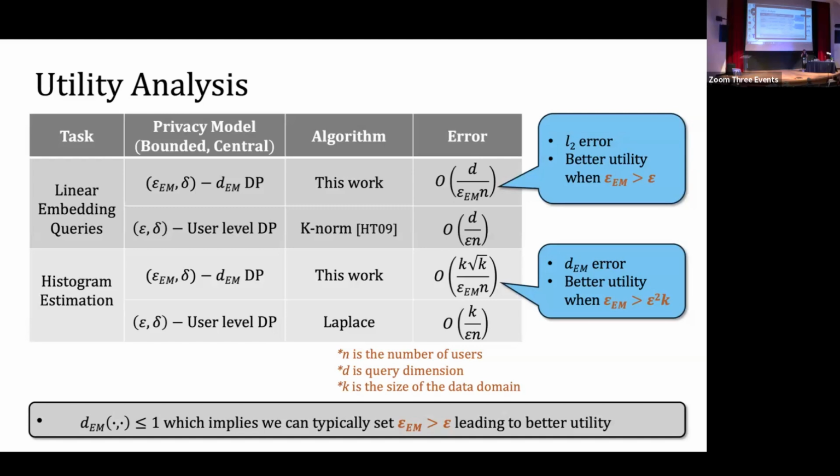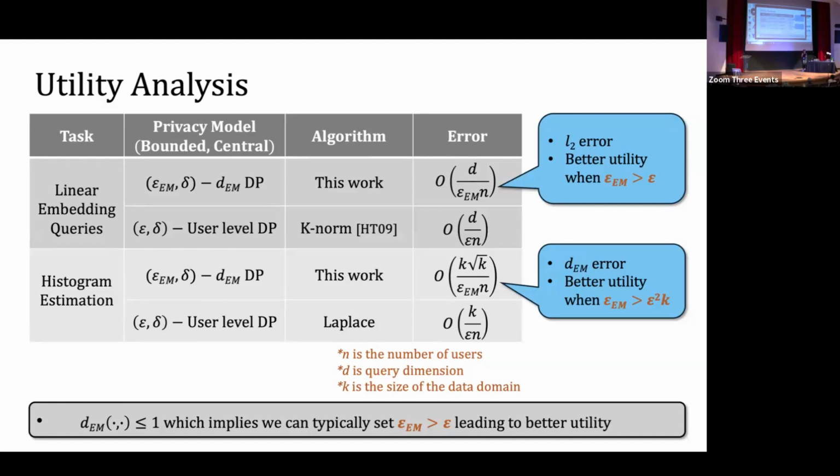also associated with an embedding space. We can show that we can always achieve an improvement in utility as long as we can set the privacy parameter for the earth mover's distance metric DP to be greater than that of standard DP. We can do histogram estimation using the algorithm for item-wise queries, which I discussed. For this, we can get an improvement in utility if we set our privacy parameter to be larger than epsilon squared k, where k is the size of the data domain.